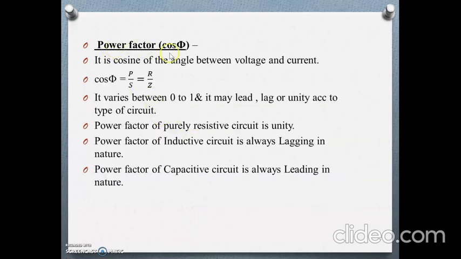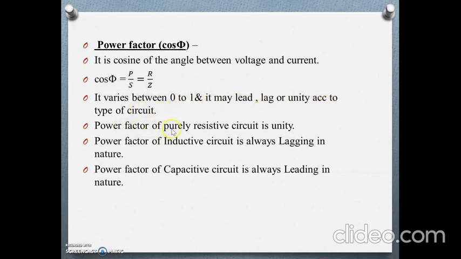Next is the power factor, cos phi. It is the cosine of the angle between voltage and current. Also, cos phi or power factor is the ratio of true power to the apparent power, or resistance to the impedance of the circuit. The value of cos phi varies between 0 and 1. It may be lead, lag or unity according to the type of circuit.